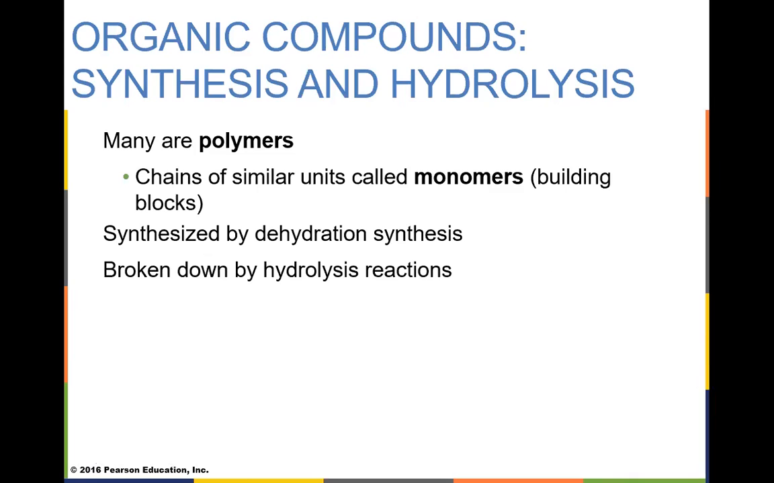Simple sugars linked together. Those are called the monomers. You make starch in a plant by linking together lots of glucoses. In humans, we make glycogen, and we link millions of glucose molecules together to give us glycogen. And so polymers are long chains of something, usually something with carbon in it.